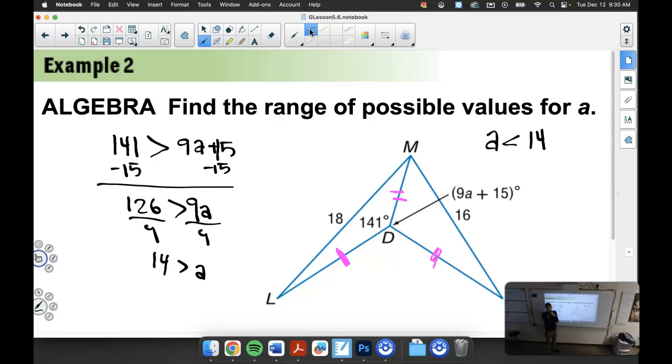Okay? Someone want to give me an example? Okay. A doesn't have to be greater than 0, but the angle itself has to be greater than 0. We can't have a non-existent angle. Okay? So what I tell everybody is the other side of this is that you would want to do this as well. 9A plus 15 must be greater than 0.